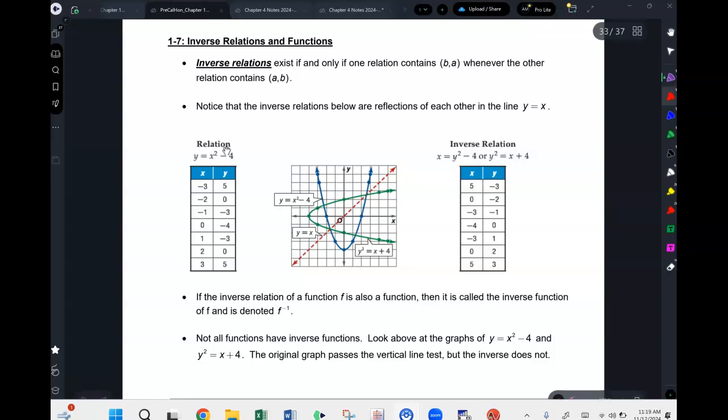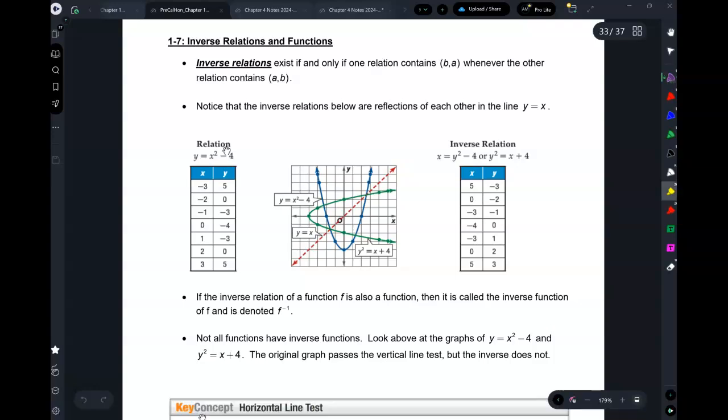So in the relation, notice we're not calling it a function. In the relation y equals x squared minus 4, now that's a parabola. You have the point (-3, 5). In its inverse relation, there is a point (5, -3). In the same way for all the other points, so you have (-2, 0), (0, -2), and so on and so forth.